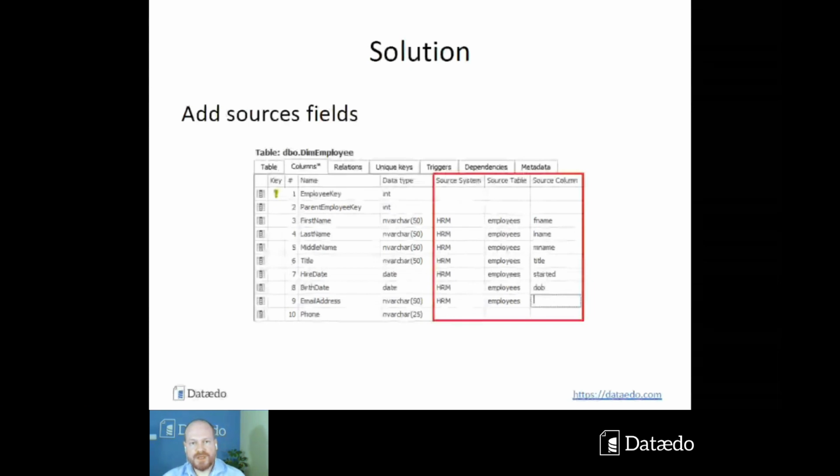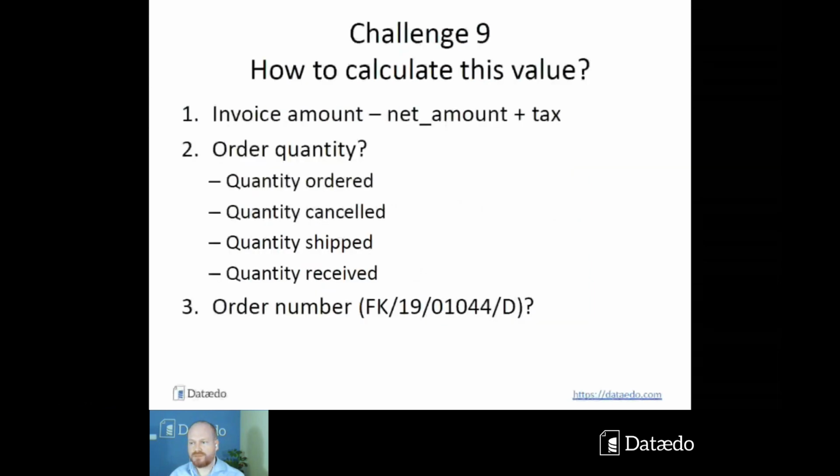Challenge number 9: how to calculate this value. Most of the data is preserved in the tables, but some of it is derivative. You need to do some calculations or string concatenation to get certain values, and it's not obvious. Let me give you some examples. The first one is an invoice amount. You get the invoice amount by adding net amount and tax. This is quite obvious, assuming somebody knows that net amount is not the invoice amount, right? But this one is quite easy.